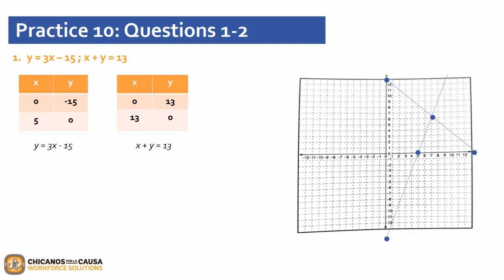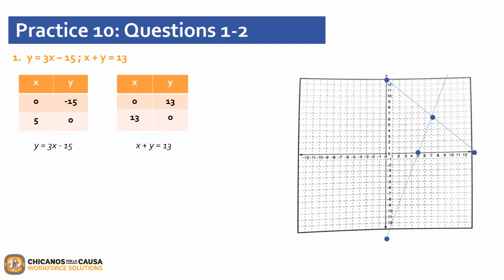Then, in order to get x, you have to make y 0. So if we were to put in a 0 for y, we would have 0 equals 3x minus 15. Then we would need to add 15 to both sides so that we can isolate the 3x. So it would turn into 15 equals 3x. At that point, you have to divide both sides by 3 in order to get x by itself. Therefore, in this case, x would equal 5. We would do the same with the second T-chart.